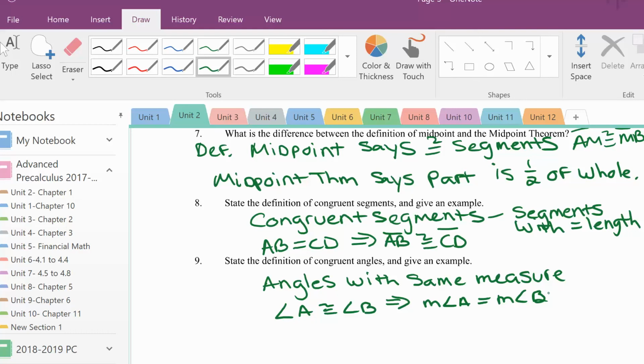All right, so next unit, we'll talk about some more properties and postulates, and then we'll work our way towards making a proof.